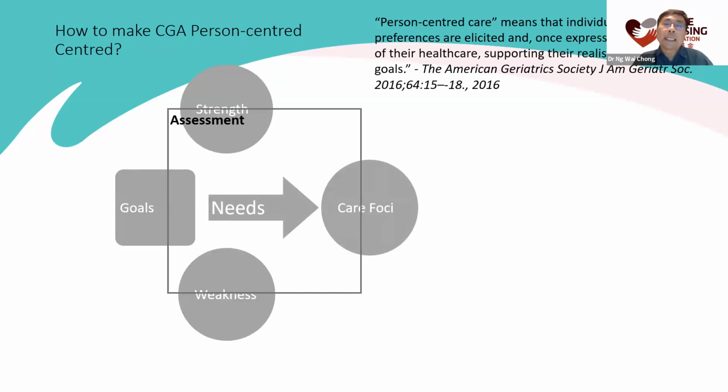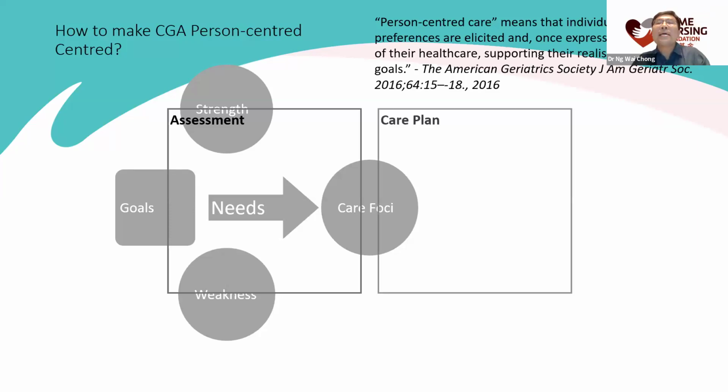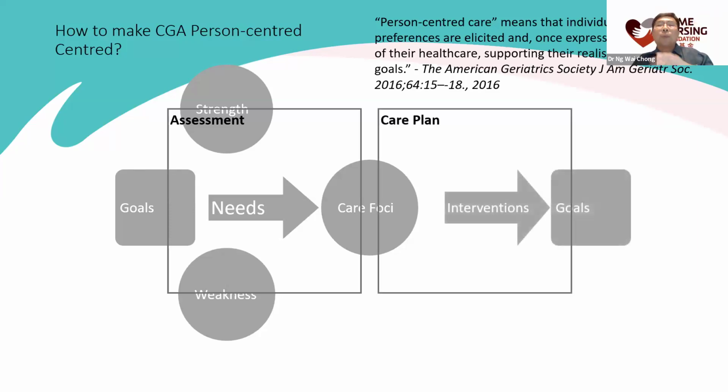So in person-centered care, we don't call things problems or diseases, because it sounds negative. So we say this is an area of care, and then we create a care plan. We have intervention in order to reach the person's goal. The goal can be palliative, it can be rehabilitative, it can be curative, or it could be just well-being, you know, in order for them to do something of meaning.